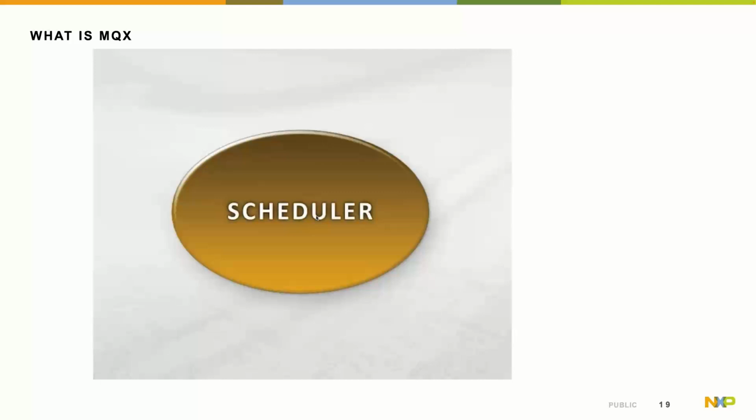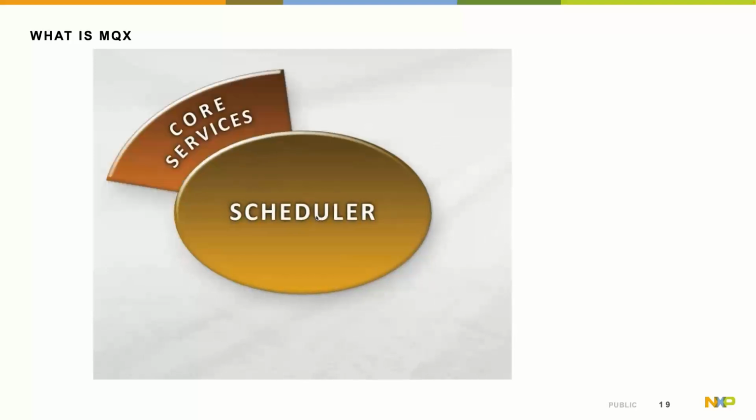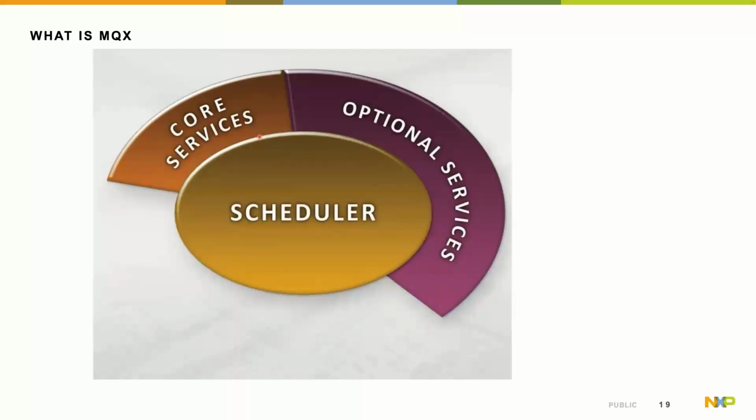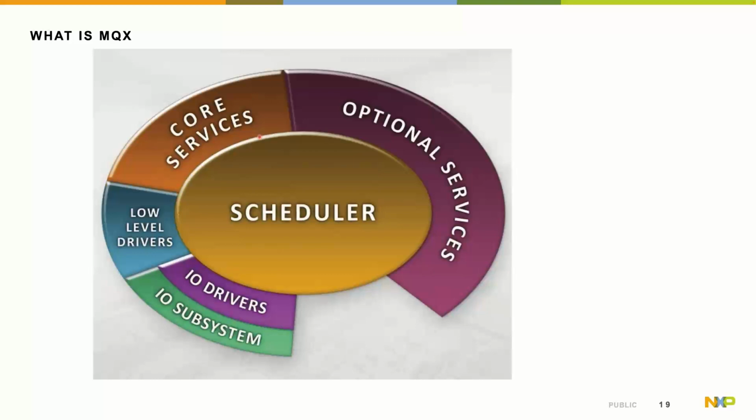The name MQX applies to the operating system, but it's also used to apply to the full platform, which I'll cover in a little bit. But at the core of MQX is a scheduler, like all operating systems, and a small set of core services. And this is the minimum amount that you need. Way back in the day, when footprint was an issue, you could scale it down to a tiny footprint, but you also have at your disposal a full set of optional services and a series of low-level drivers.